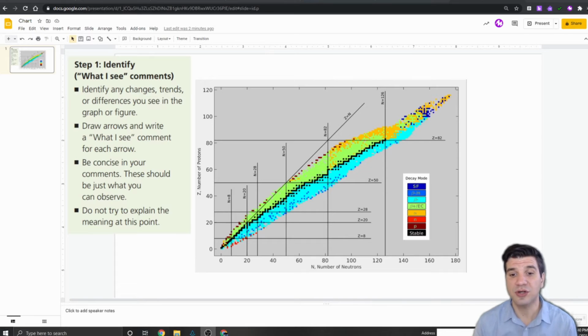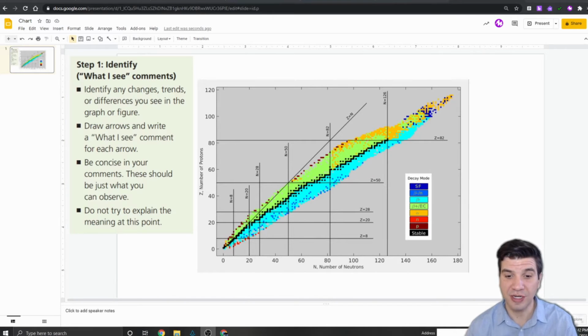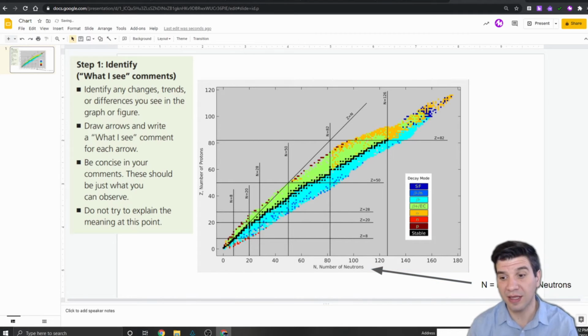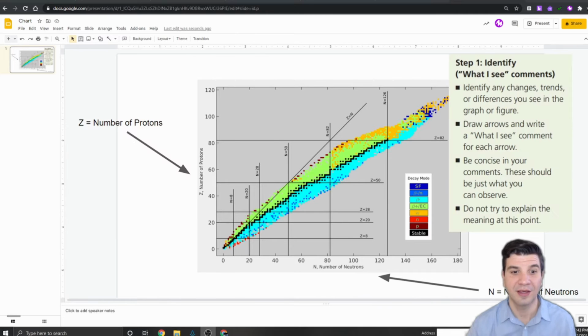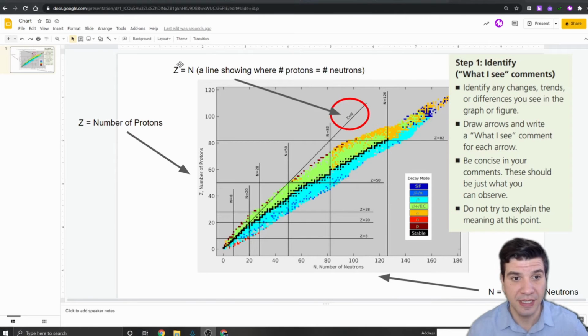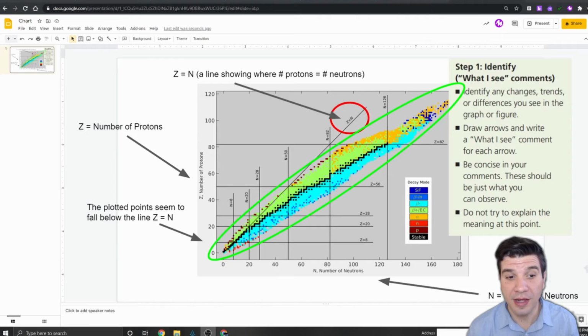So to get started, let's try to identify the X and Y axes. Well, at the bottom of the chart, I see N, number of neutrons. So I'm going to assume that N equals the number of neutrons. Now, taking a look at the y-axis, I could see here that Z says number of protons, so I'm going to assume Z equals number of protons. So here's another "what I see" comment: Z equals N. You can see here that they have labeled the line where the number of protons equals the number of neutrons. The plotted points seem to fall below the line Z equals N.